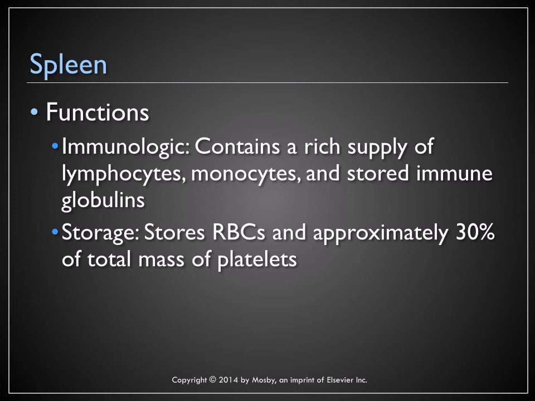As for storage, it stores RBCs, and approximately 30% of the total mass of platelets is coming from the storage of the spleen. The storage function is reflected in the spleen's ability to store more than 300 ml of blood and about 1/3 of platelets. So a person who has had a splenectomy actually has higher circulating levels of platelets than a person who still has his or her spleen.